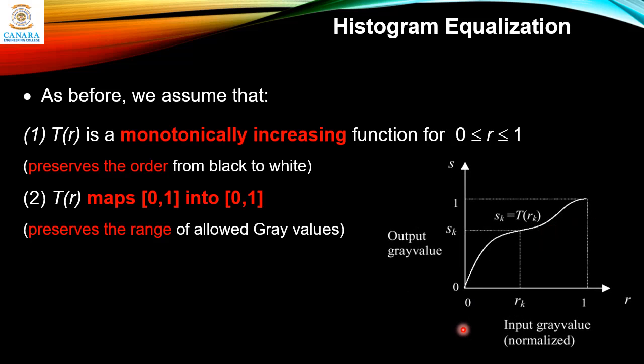And this is one such transformation, as illustrated in this figure. The T of rk is a monotonically increasing function, and it preserves the order and the range. The range is 0 to 1 on the input axis, which is r, and on the output axis it is also 0 to 1, which is sk, and the function is monotonically increasing. It won't dip anywhere. If it dips, it will cause problems when you perform the transformation.